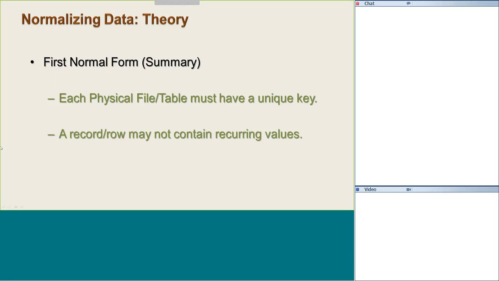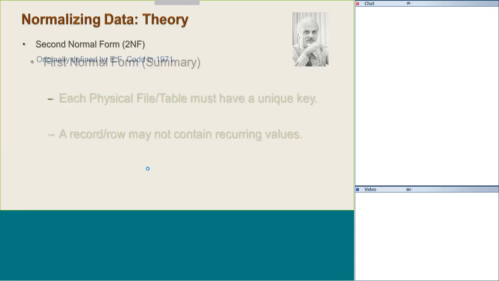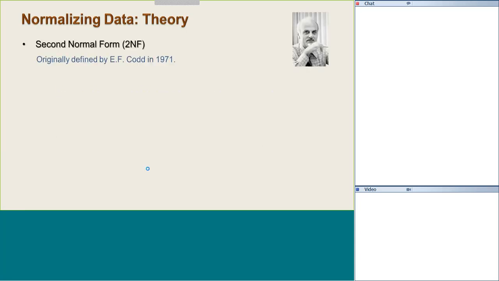Okay, I'm now going to move on to the second normal form. Originally defined by Edgar F. Codd in 1971 while he was working for IBM, he is basically, with a couple of others, the father of relational databases.